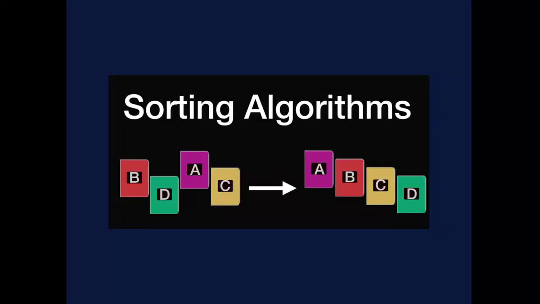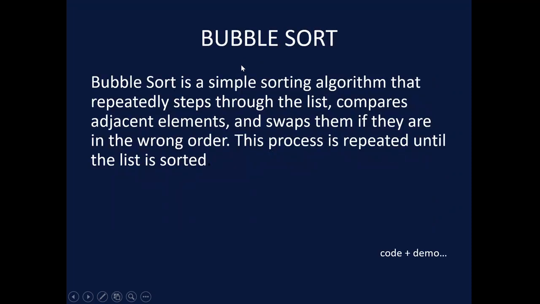Let's learn 3 sorting algorithms in C in this video. The first sorting algorithm will be the bubble sort. This is the simplest of the kind, and here repeated comparisons are made between adjacent elements, and if they are not in the right order, the elements are swapped. This process continues until the array is sorted.